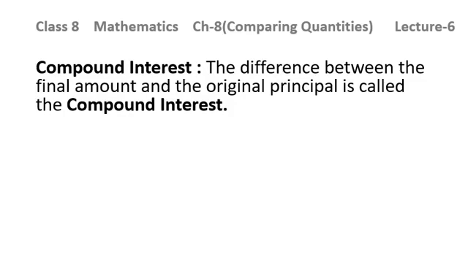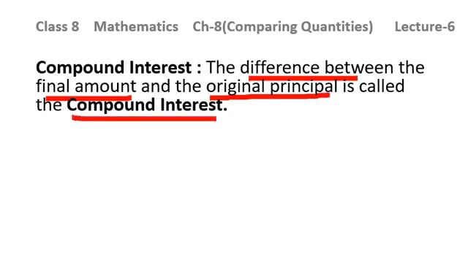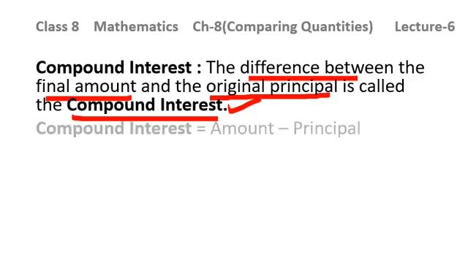The definition of compound interest is the difference between the final amount and the original principal. What is this compound interest? First of all, you need to calculate the amount, and then the original principal. The difference of these two will give you the final compound interest, which is used in the practical scenario by financial institutions like banks, post offices and other insurance companies.